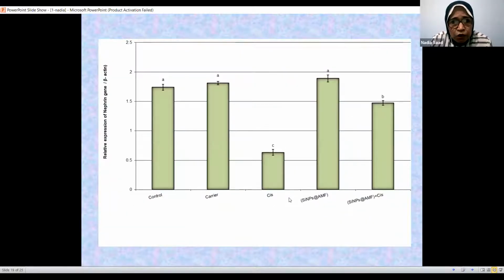Here, the expression of nephrin gene in all groups. As we see in the cisplatin group, the expression of nephrin gene is decreased, which comes to almost normal level after protection with our model.